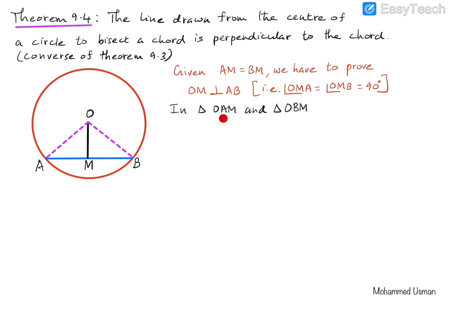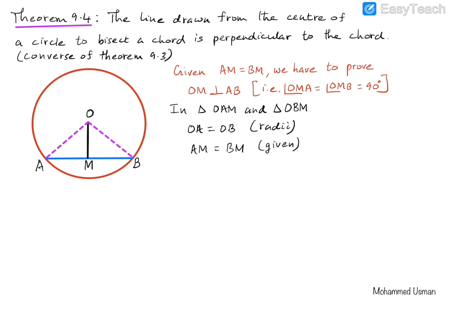So let us look at the two triangles OAM, which is this triangle on the left, and the triangle OBM, the triangle on the right, and check their dimensions. The first thing we notice is that OA is equal to OB because they are the radii of the circle. The next thing we know is that AM is equal to BM. This is given in the statement because OM is given to be bisecting the chord AB.